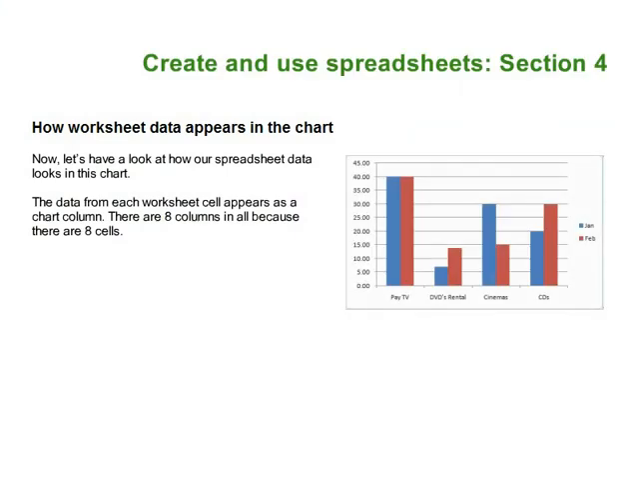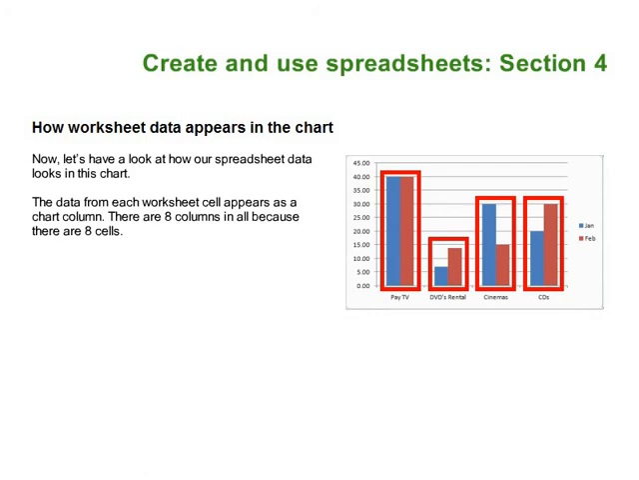Now, let us have a look at how our spreadsheet data looks in this chart. The data from each worksheet cell appears as a chart column. There are 8 columns in all because there are 8 cells.